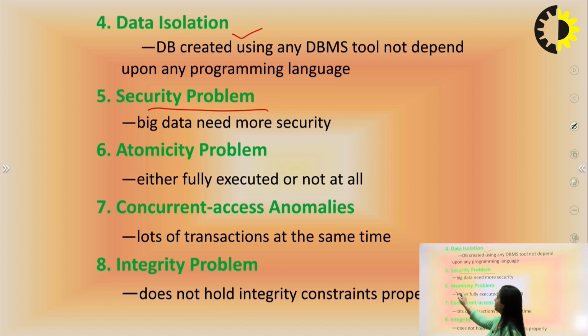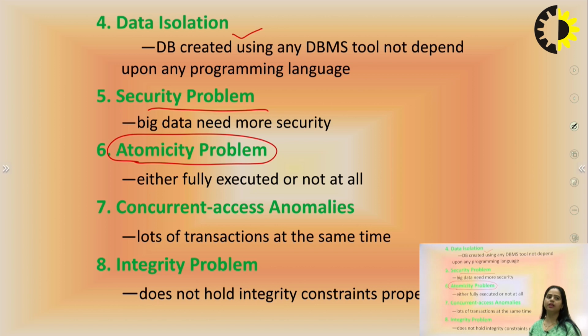Next is the atomicity problem. Atomicity means either fully executed or not at all. Suppose I want to transfer 10 rupees to my friend's account. For example, 10 rupees is deducted from my account, and in between the server fails, the process fails. So what happens? This will roll back to the initial state, or the 10 rupees are sent back to my account. This is known as atomicity: either fully executed or not at all.